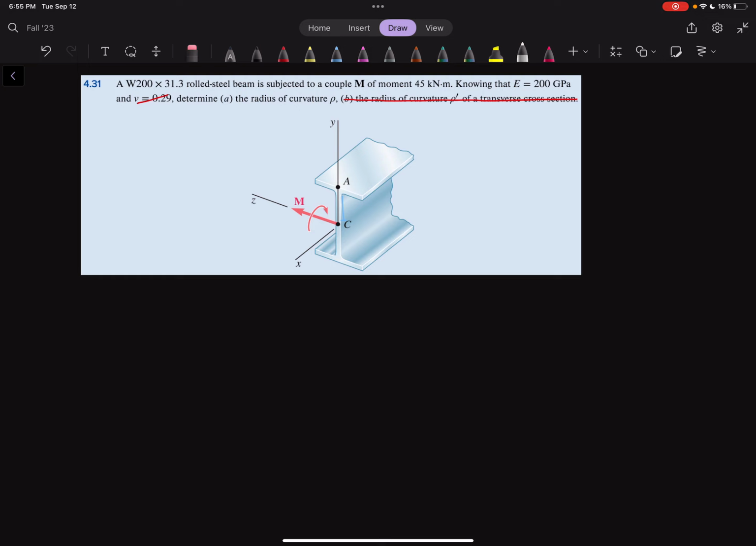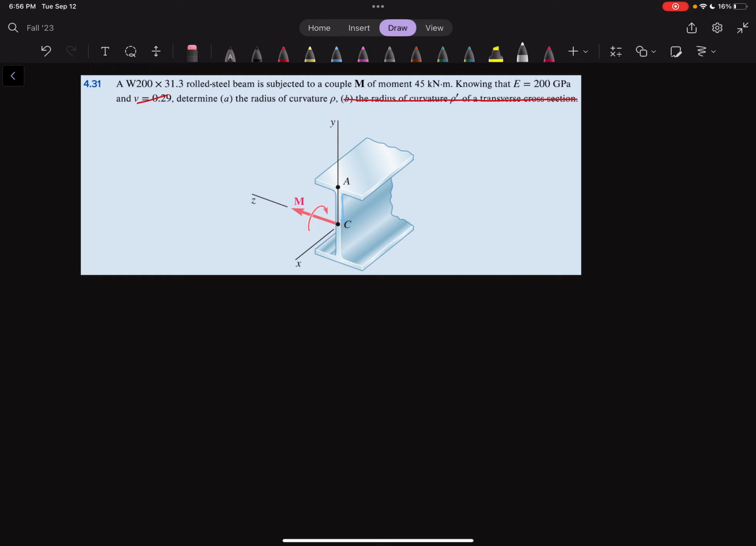So when you see W200 times 31.3, that means you probably want to look at an appendix, right? So go at the end of the book, and I'll tell you in a second what that is for this particular exercise. But how do we find this?